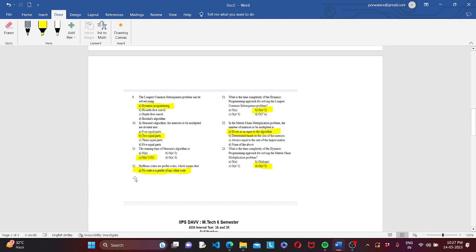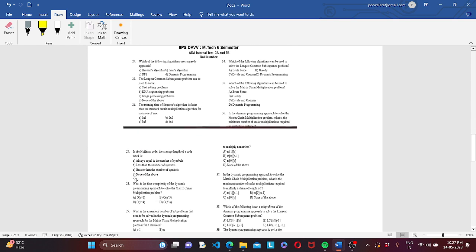Let us see another set. Now question number 24, which of the following algorithms uses a greedy approach? The algorithm using the greedy approach is Kruskal's algorithm. Option A, Kruskal's algorithm, uses a greedy approach. Question number 25, the longest common subsequence problem can be used to solve DNA sequencing problems, which is option B.